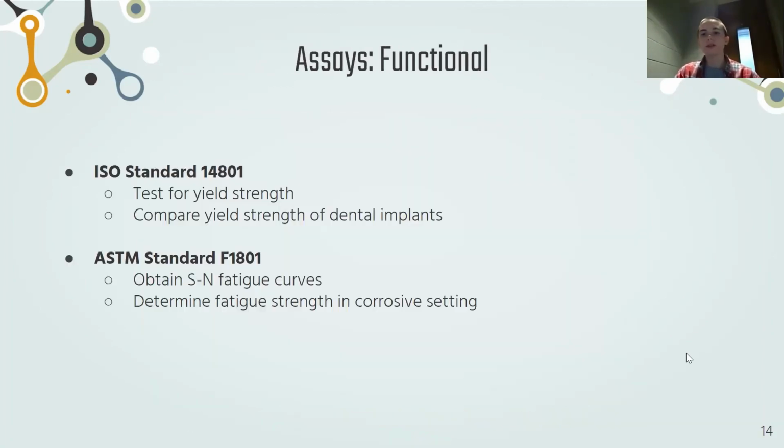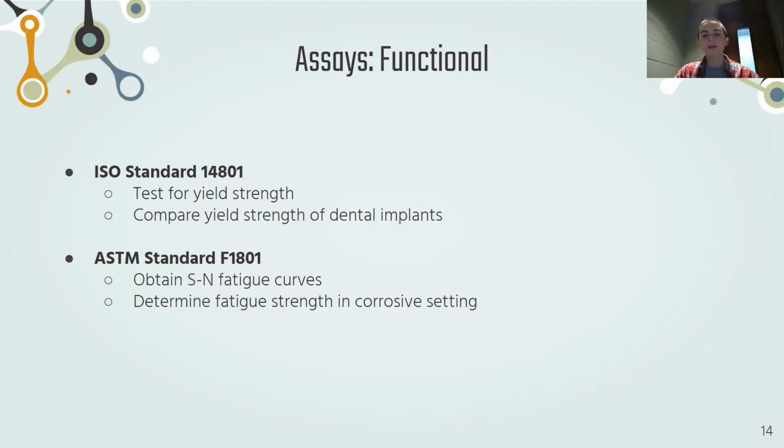Some of our standards that we would use for the functional test would be the ISO standard 14801 for the dynamic testing of a single post endosseous dental implant, and the ASTM standard F1801, which is the standard practice for corrosion fatigue testing of metallic implant materials. The ISO standard is generally used to compare the different sizes or designs of dental implants. So these testing conditions would be used to compare our dental implants with the current standards.